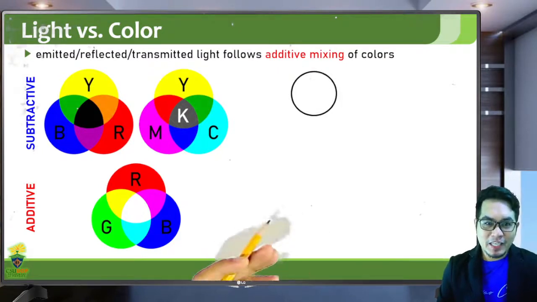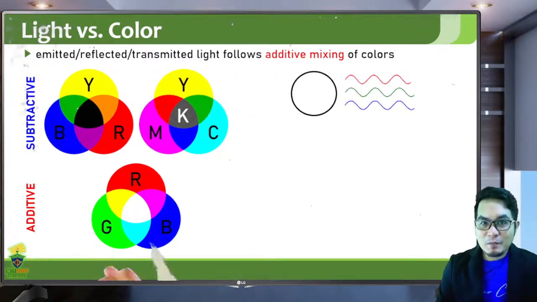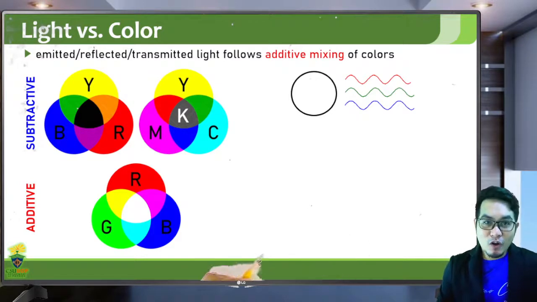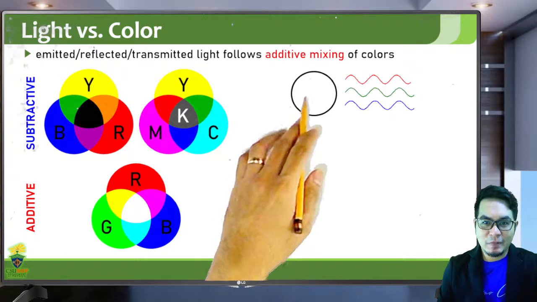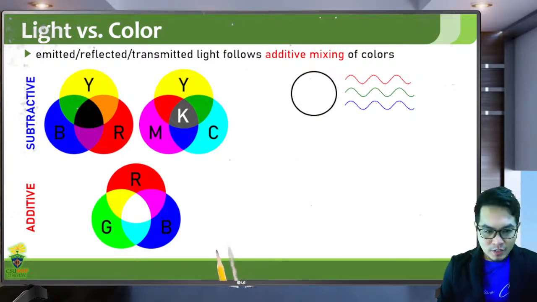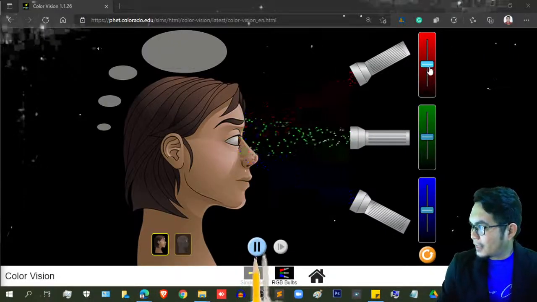So if you have a material and it appears white, then that means that it transmits or reflects or emits all of the visible wavelengths in equal intensity. So it emits red, it emits green, it emits blue. So here is an example of a simulation showing these effects.